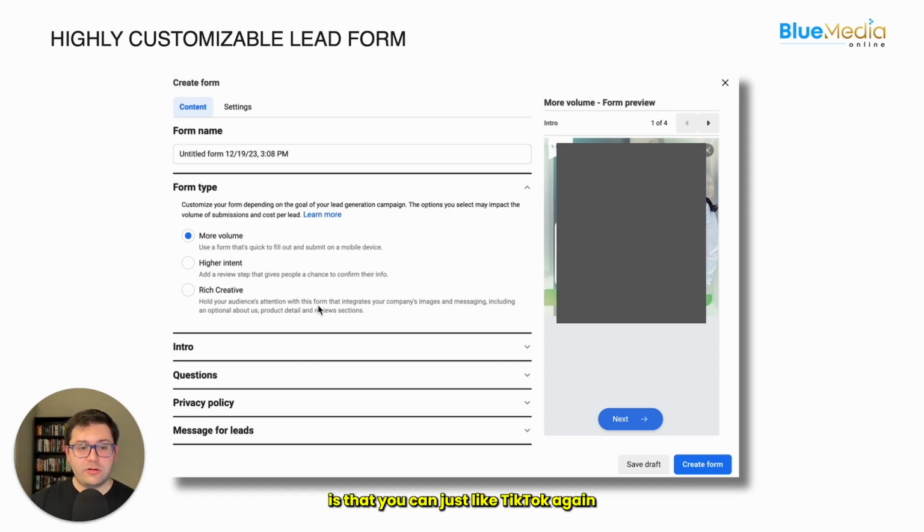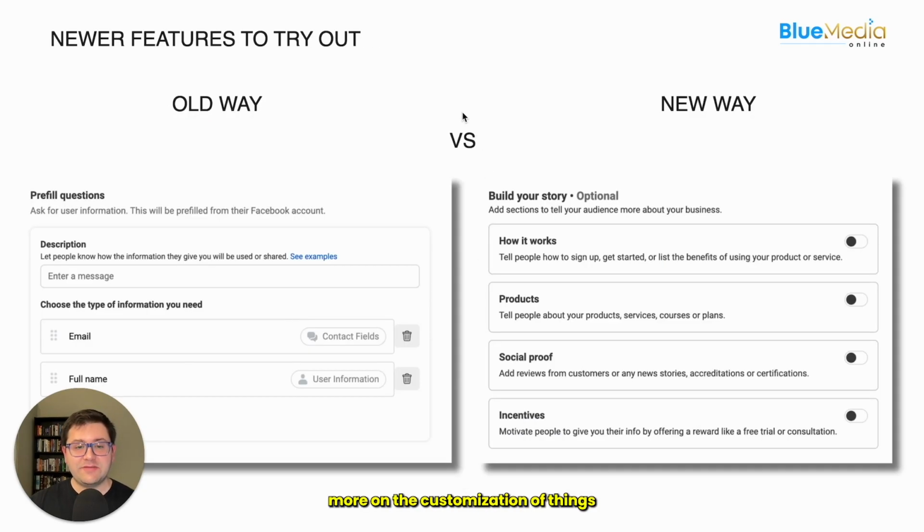The benefit here is that you can, just like TikTok again, create these lead forms that are highly engaging and they allow you to ask very unique questions, capture unique information, and focus more on the customization of things throughout the form. So the old way of doing things is having a form that auto-populates someone's information depending on the field that you're asking. So in this case, you can see here that it'll auto-populate their email, their full name. I would encourage disabling that feature and having people type in their information manually, that's going to bump up your lead quality.